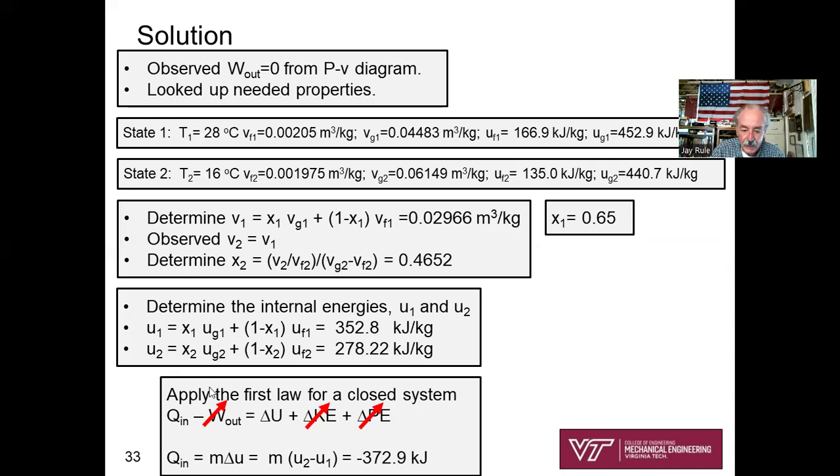We'll apply the first law. Q in minus W out. Well, we showed it was 0 equals delta U. That's going to be mass times U2 minus U1. And then kinetic and potential energy changes, we just X those out. No mention of that in the problem. It's a rigid vessel sitting on the ground. Clearly no change in kinetic or potential energy. Numerically, Q in is a negative number. It's negative 372.9. Well, okay, so let's summarize.